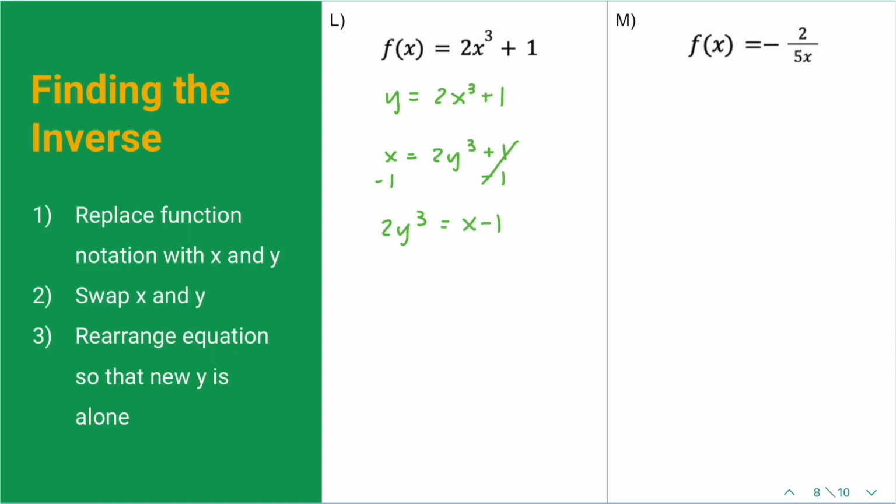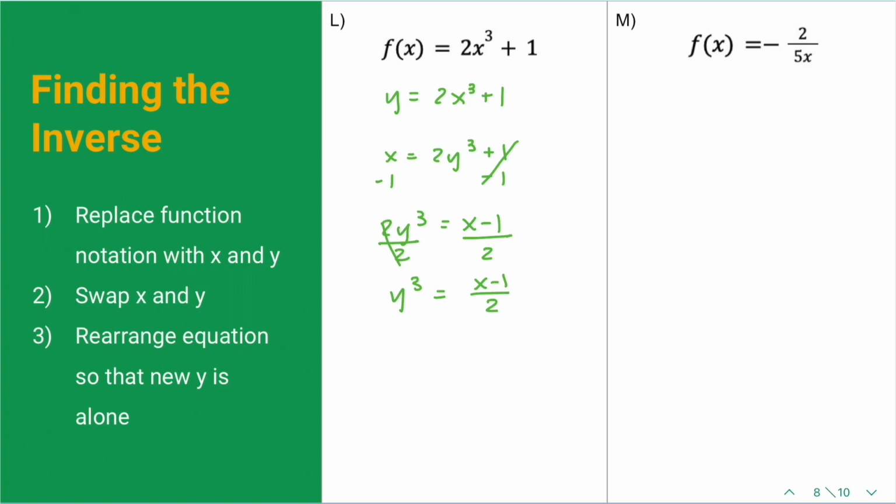So we're just moving everything away from y one step at a time and then writing it on the other side of the equation. Now remember, 2 is not being cubed. Y is being cubed. So I'm going to start by getting rid of the 2. And you're just going to leave this as a fraction like that. So y to the third equals x minus 1 over 2. It's not pretty, but there we are.